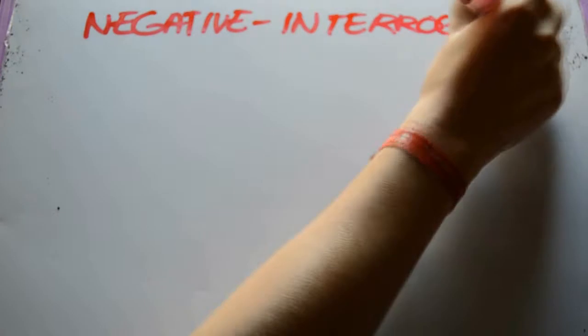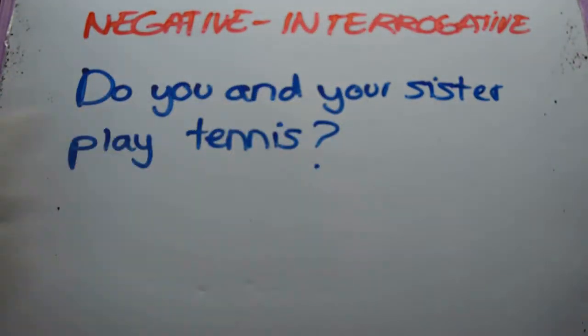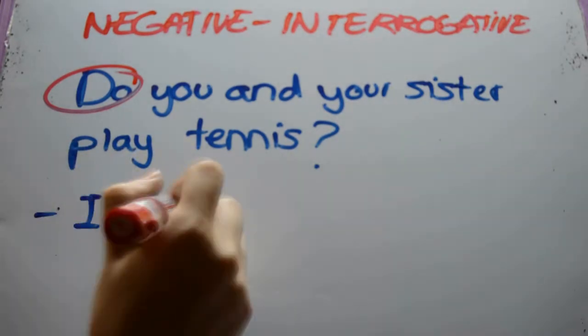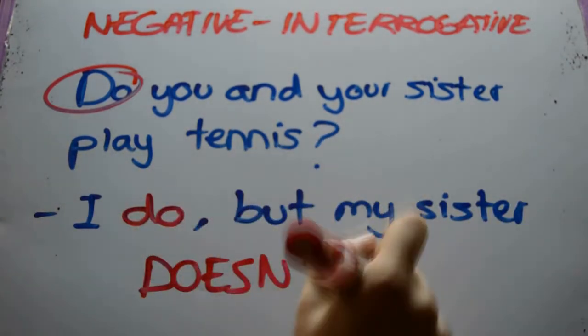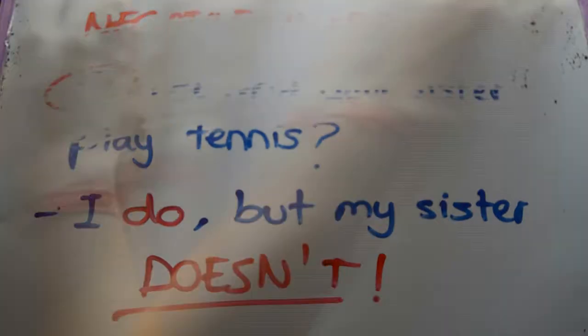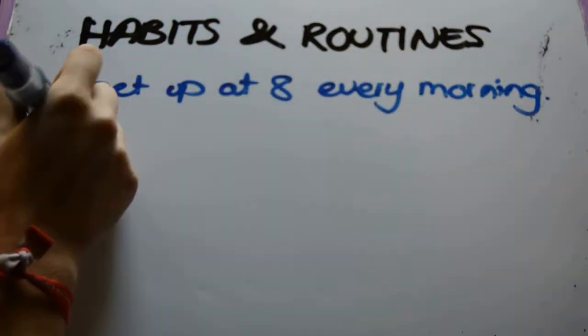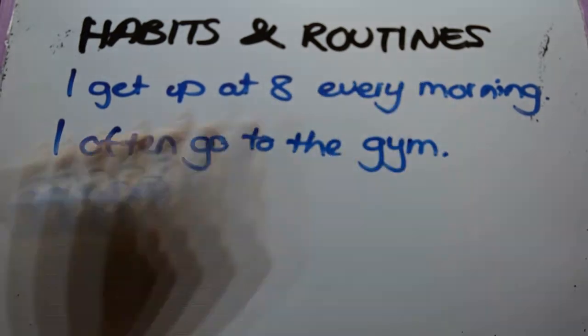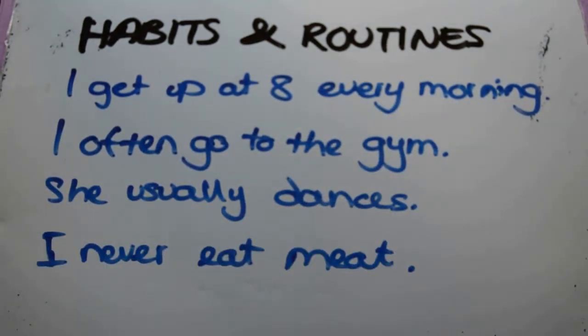For the negative and interrogative forms, we use the auxiliary verb do or don't. In the third person singular, we use does or doesn't. We use the present simple to talk about habits and routines. In this type of sentences, we can use frequency adverbs such as often, always, usually, sometimes, never.